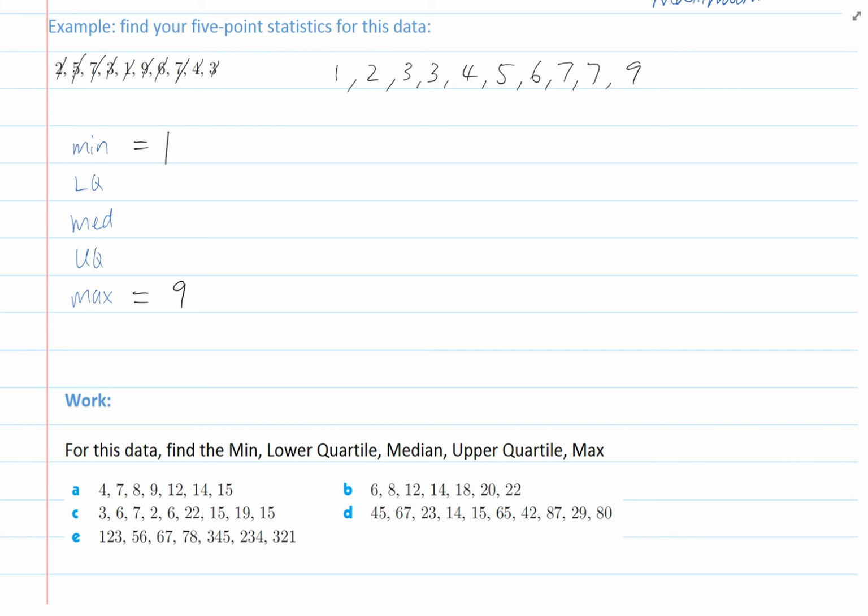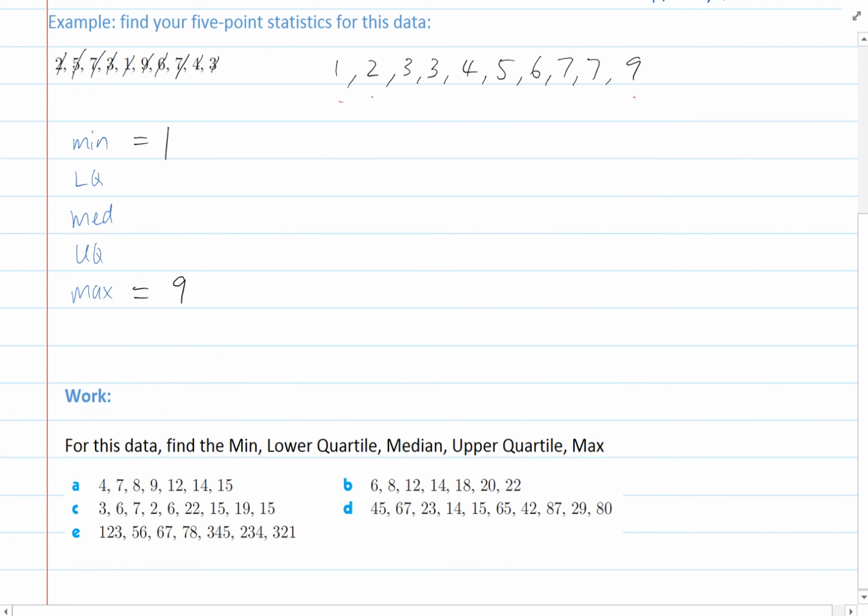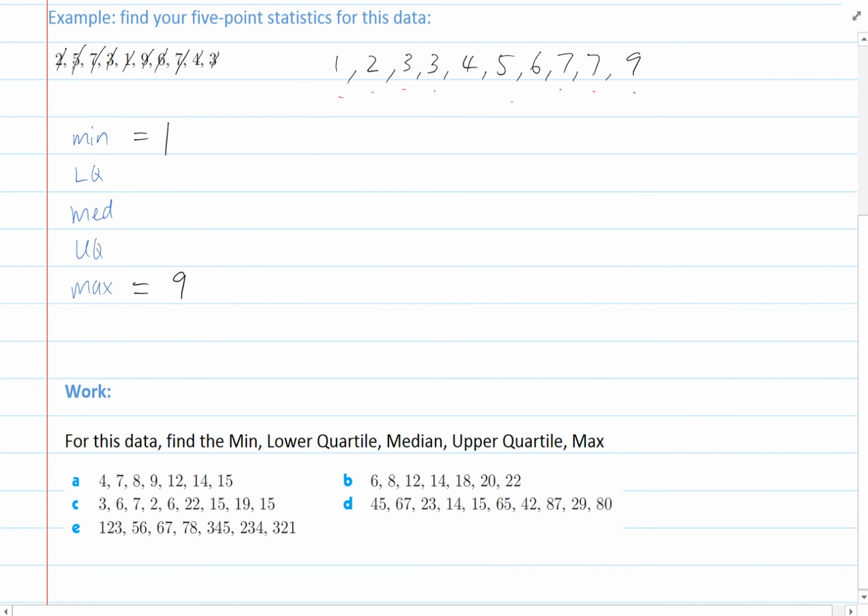Okay, so to find our median, we need to count in from each side. I'm just counting in 1 from each side until I'm left with 1 in the middle. And because we've got an even number, our median is between those two, so that's going to be 4.5. So my median is 4.5.